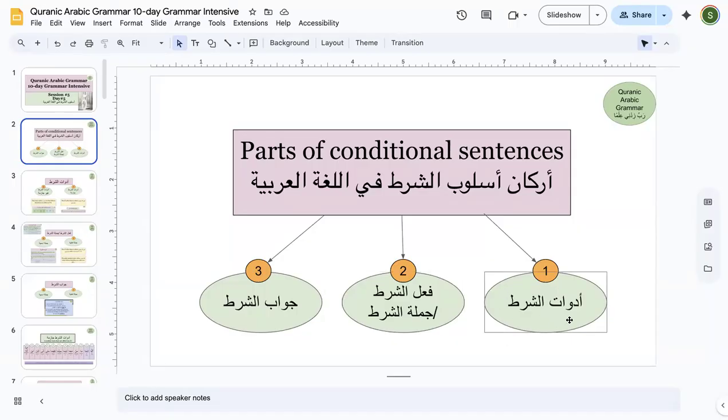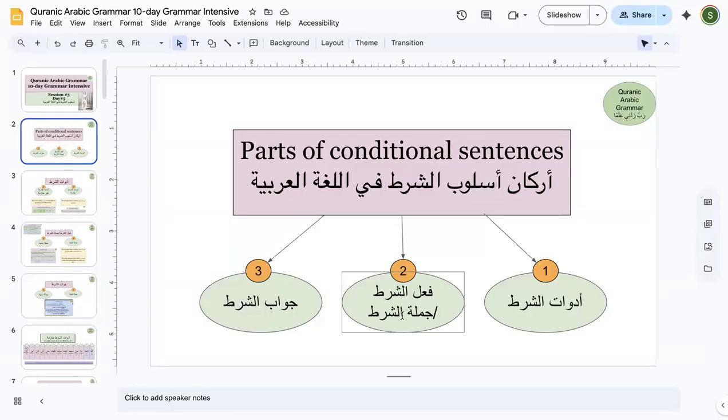One is going to be adwatu shart, which is a tool of condition. It is a word that is going to set the condition, okay? Words like if, when, words of that nature, okay? Then there is going to be a conditional sentence, right? And it's going to be felu shart, or you can also call it jumlatu shart. Is this clear to all of you?